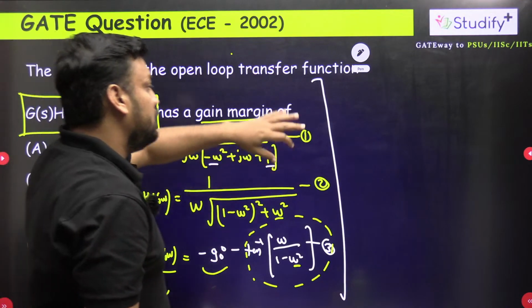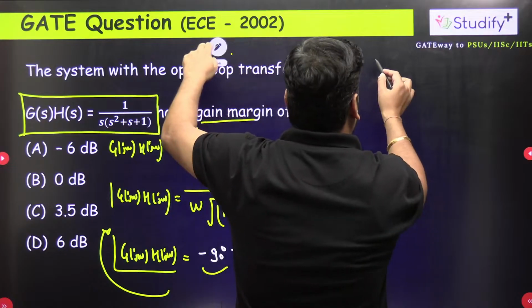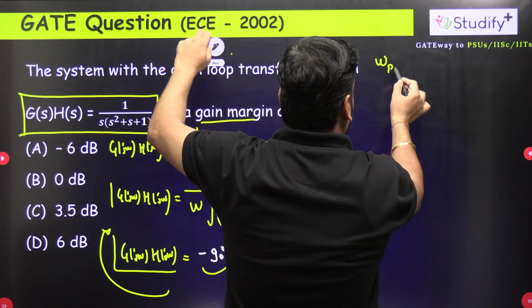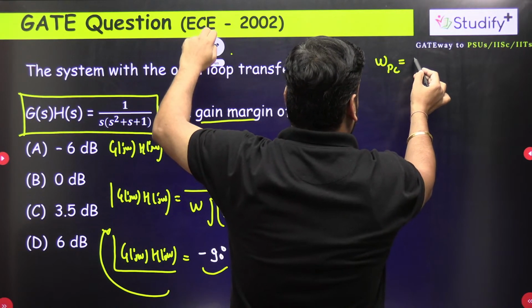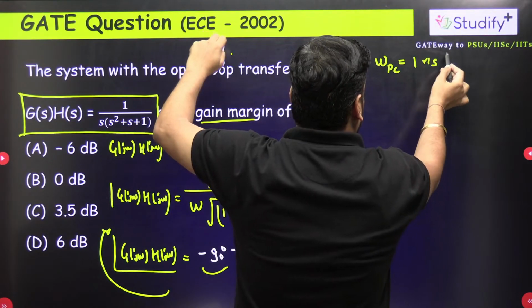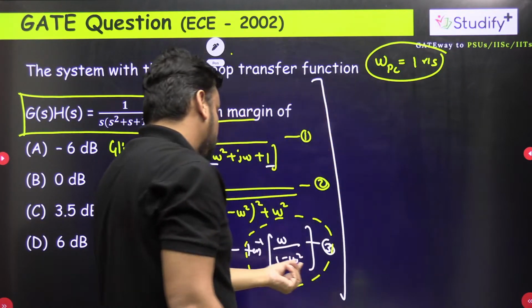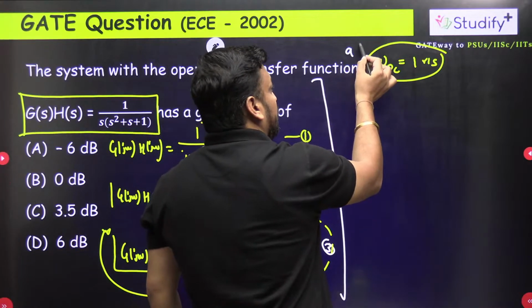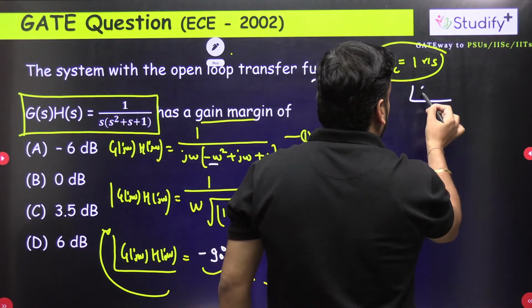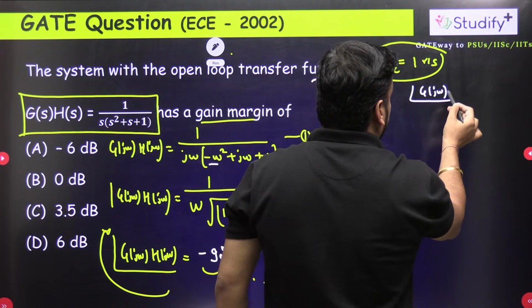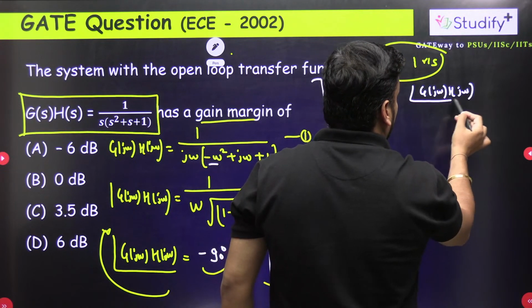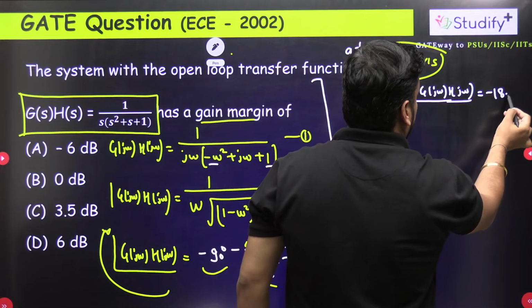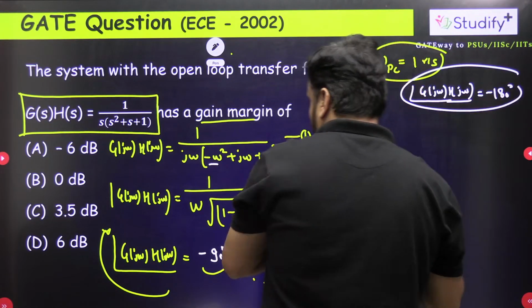So by observing this, we can conclude that the omega PC value is nothing but 1 radian per second. Omega PC is 1, that is why the angle is minus 180. Because at omega PC equal to 1, my angle of G(j omega) H(j omega) is nothing but minus 180 degree. Yes sir, this is satisfied.